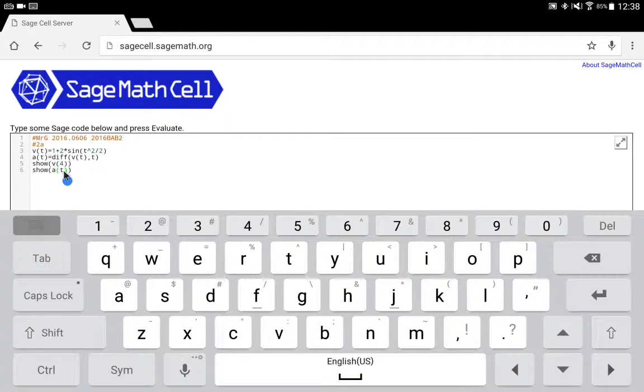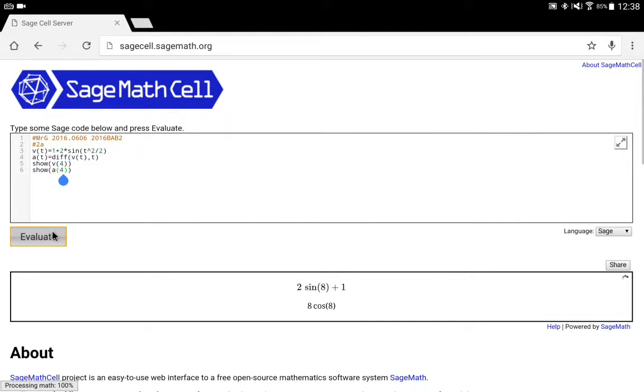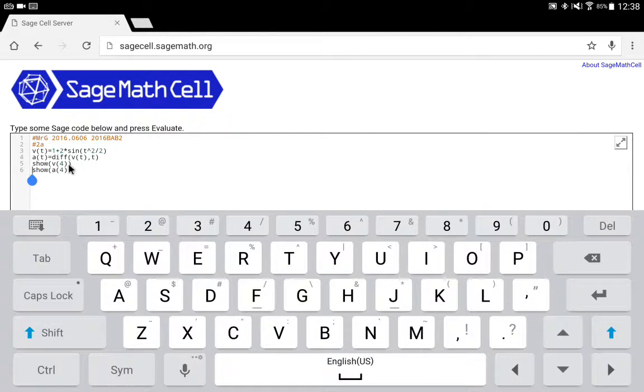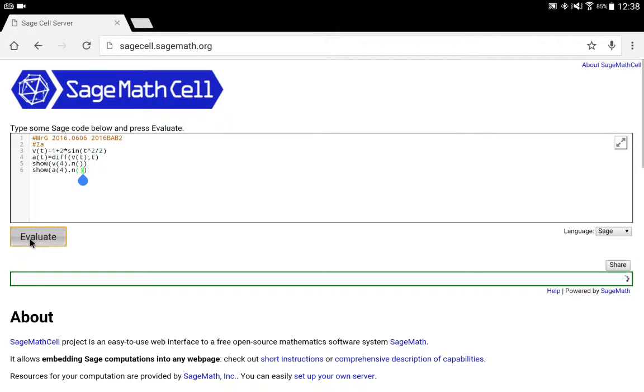Why is it doing that? This keyboard is weird. Okay, a of 4. And evaluate that. Yeah, but who knows if those are positive or negative. Okay, so let's throw in a, how about dot n? Dot n here, and dot n here to change it into numerical with decimal value. And get rid of this, and evaluate.